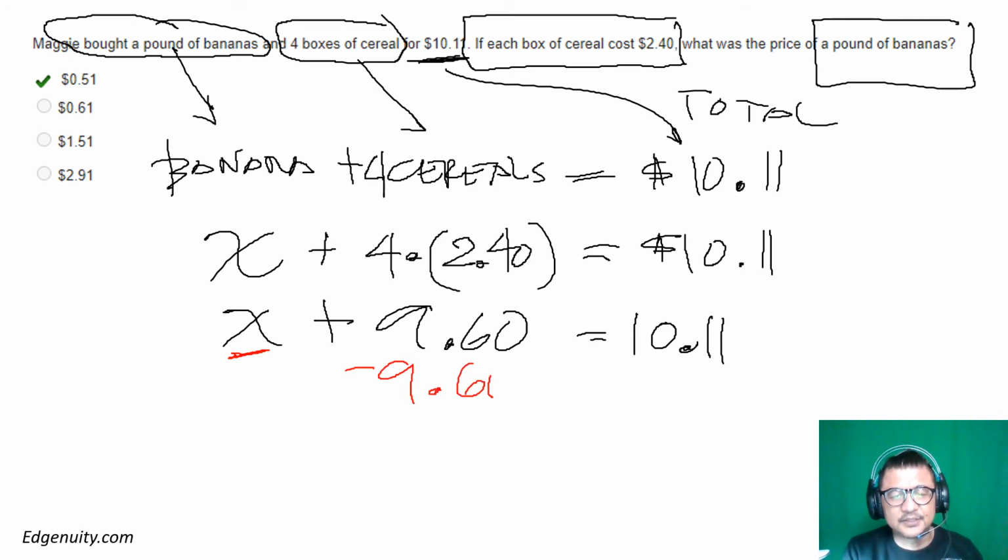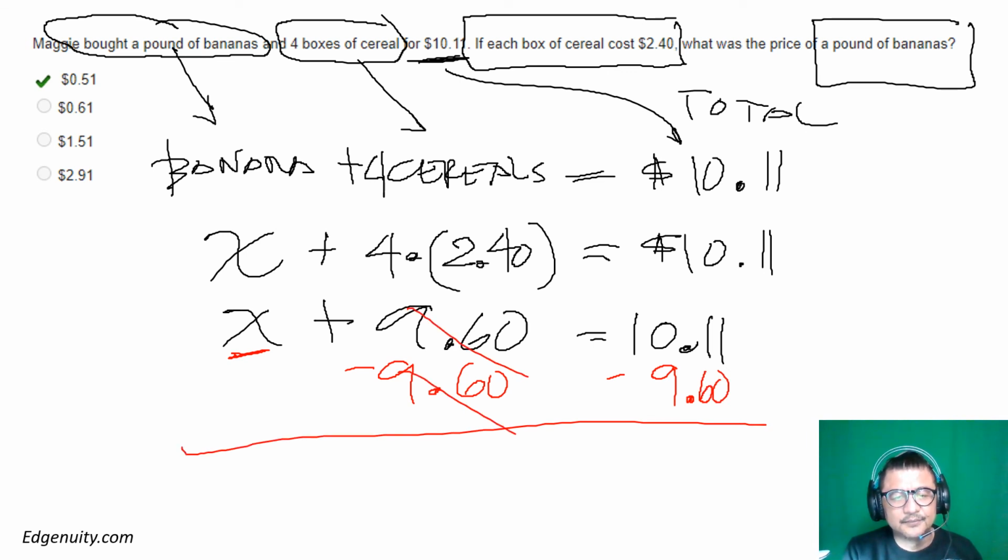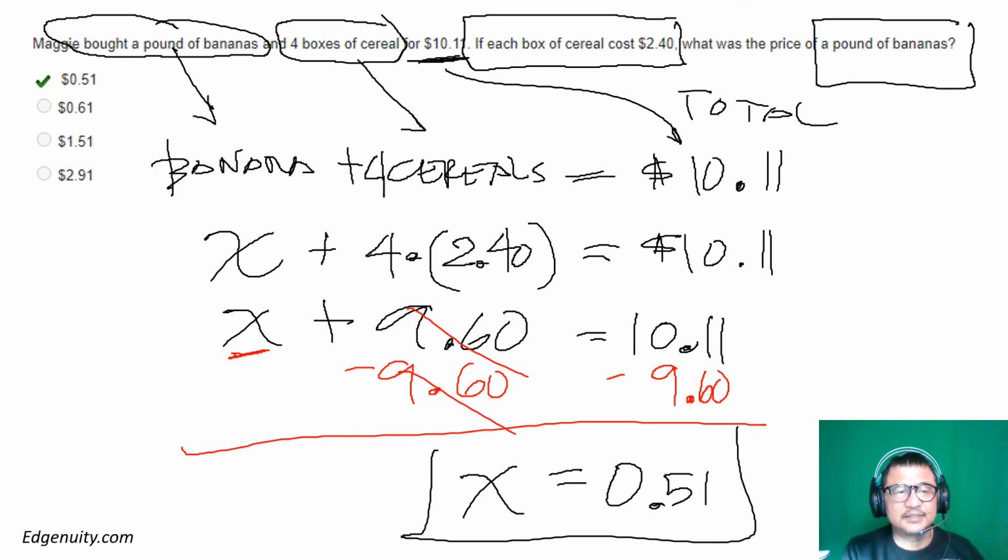Okay? Get rid of this one so that X will be alone. Subtract 9.60 on the left. Subtract 9.60 on the right. That cancels out. X goes down. Equal sign goes down. 10.11 minus 9.6 is 0.51. So 51 cents is the price of one banana.